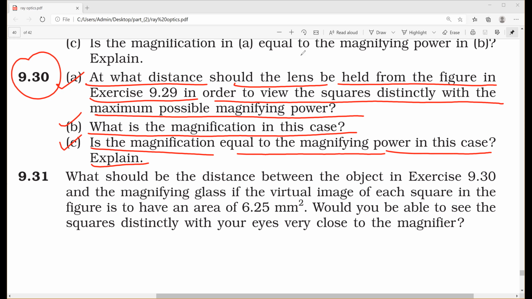So here 9.30, by using 9.29 we shall solve this one. From the question, what they have given, the maximum possible magnification is obtained when the image is formed at the near point, D is equal to 25 centimeter. And next, image distance, let us consider v equal to minus D is equal to minus 25 centimeter. Focal length is 10 centimeter.